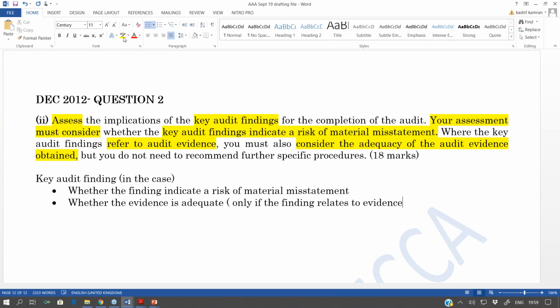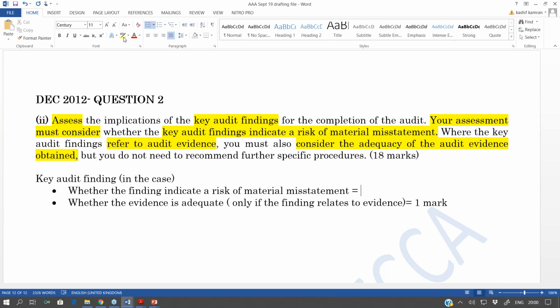So when you're reading the findings and you come across a finding which relates to evidence, you need to judge whether the evidence gathered in the finding is adequate or not. How many marks will we get when commenting on whether the evidence is adequate or not? One. So we will get 1 mark for commenting on the evidence. And how many marks will we get for risk of material misstatement? The one with materiality, treatment, risk, and impact: 3. And the one without materiality, treatment, risk, and impact.